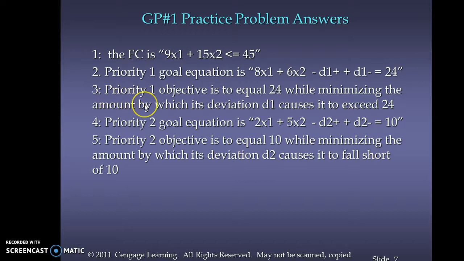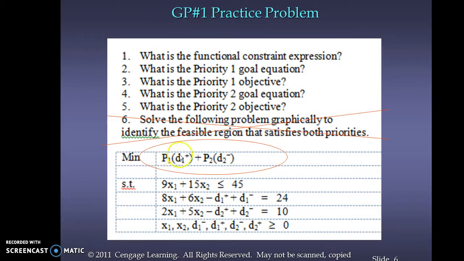So I want to use this language, and if I give you multiple choice examples, I will use this type of language. The priority 1 objective, and so on. So the priority 1 objective is to equal 24. We see that is to equal 24 while minimizing, because this is a min. If it were a max, we would say while maximizing. To equal 24 while minimizing the amount by which its D1 deviation variable causes it to, and notice up here in the objective function I have a plus, causes it to exceed 24. So let me repeat that.